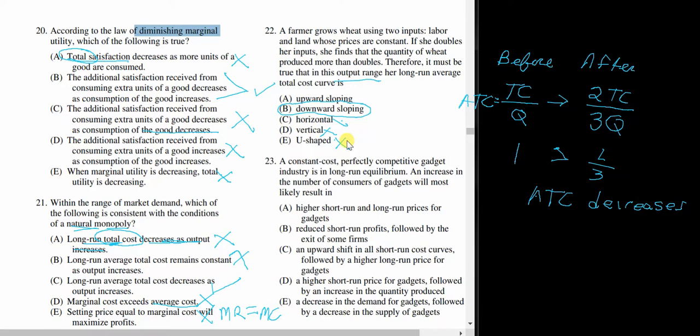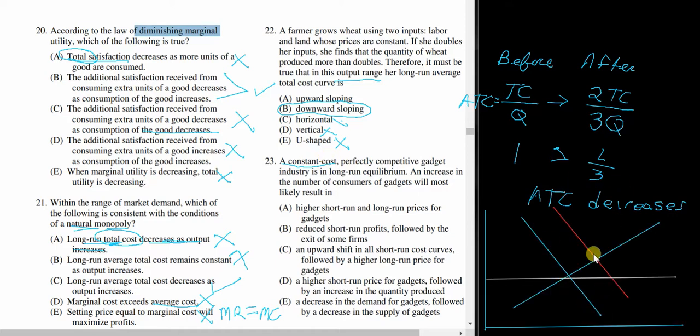A constant cost, we've seen that before, so we know what to do in this problem. A perfectly competitive gadget industry is in long-run equilibrium. An increase in the number of consumers of a gadget will most likely result in... Okay, so we have the typical demand curve, and we have the typical supply curve, and we see that this is the amount of equilibrium price and equilibrium quantity.